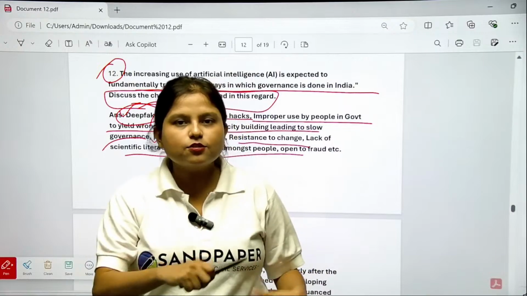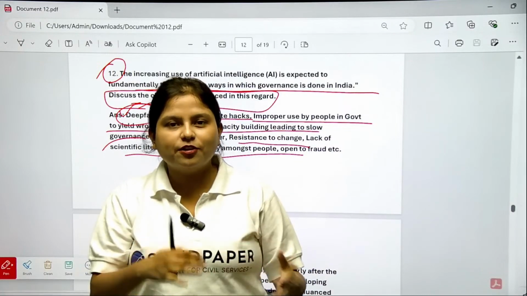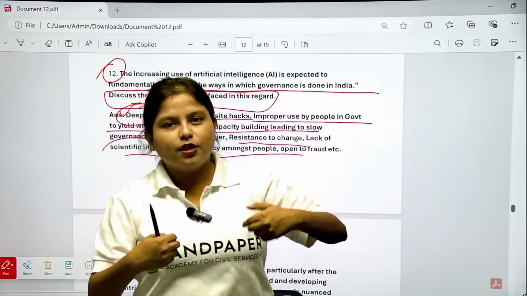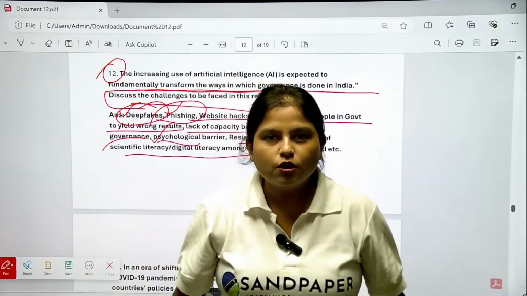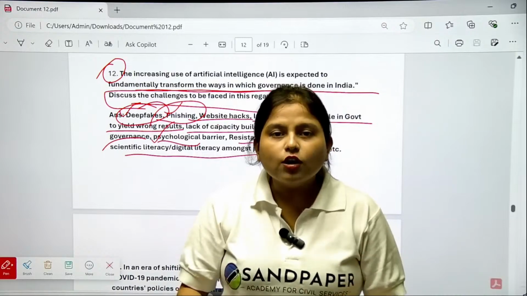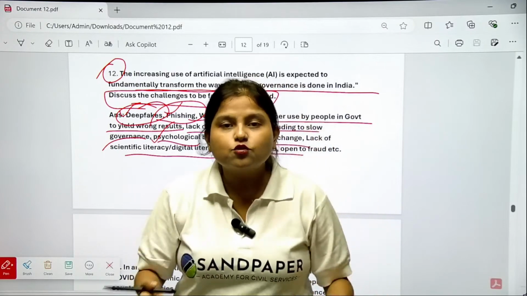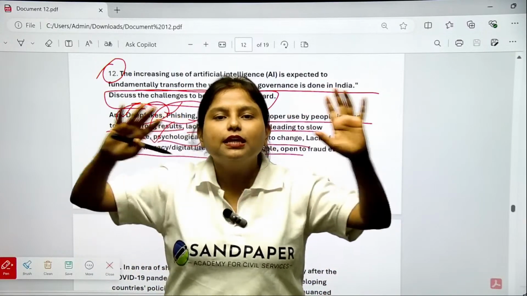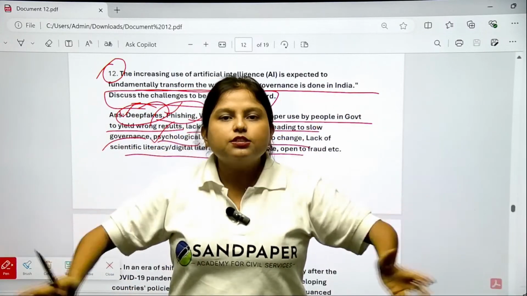These are not only the challenges of governance. Governance includes government and people. It is not that the government alone does governance without people, people are also governed. So if people are not digitally literate, they don't know what is going on, what is the benefit? So we will have to bring in digital literacy also.